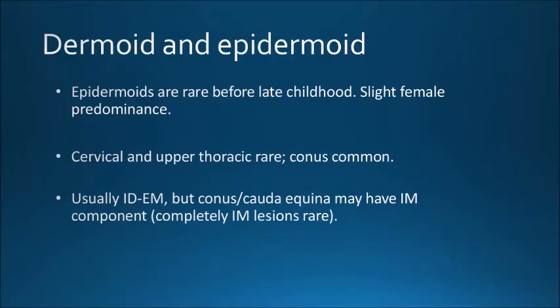So now coming to the dermoid and epidermoid tumors. Epidermoids are rare before late childhood and there is slight female predominance. Cervical and upper thoracic spine involvement is rare, but the most commonly involved region is the conus medullaris. These are usually intradural extramedullary, but the conus and cauda equina may have an intramedullary component as well.